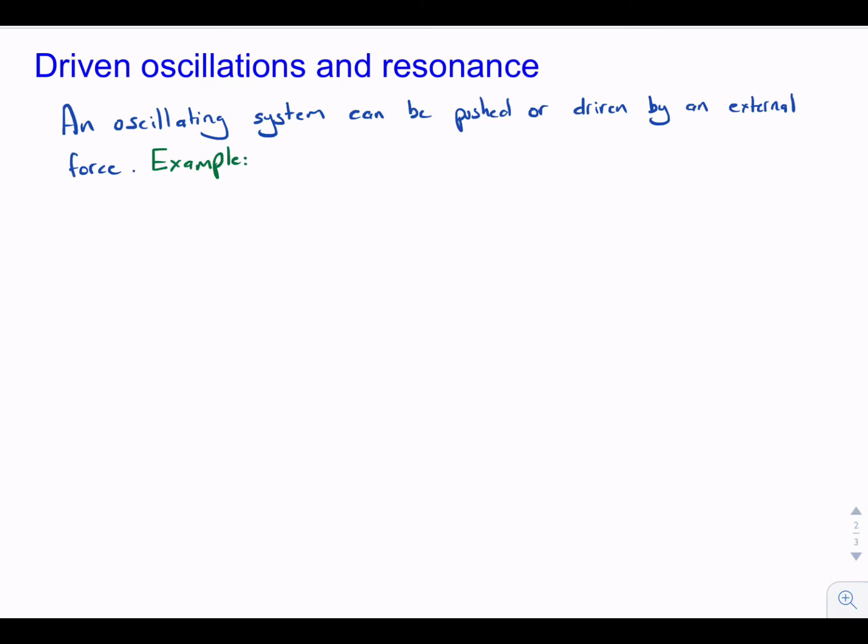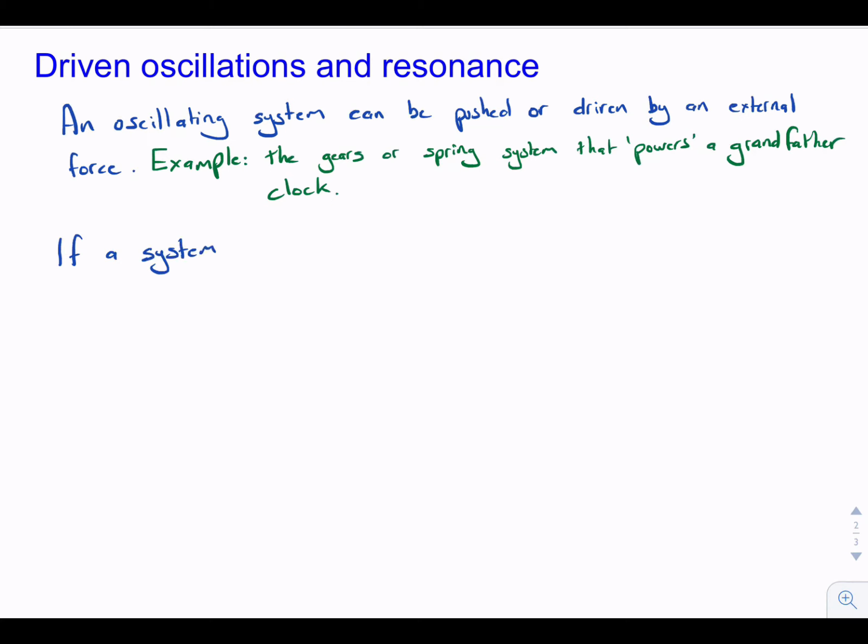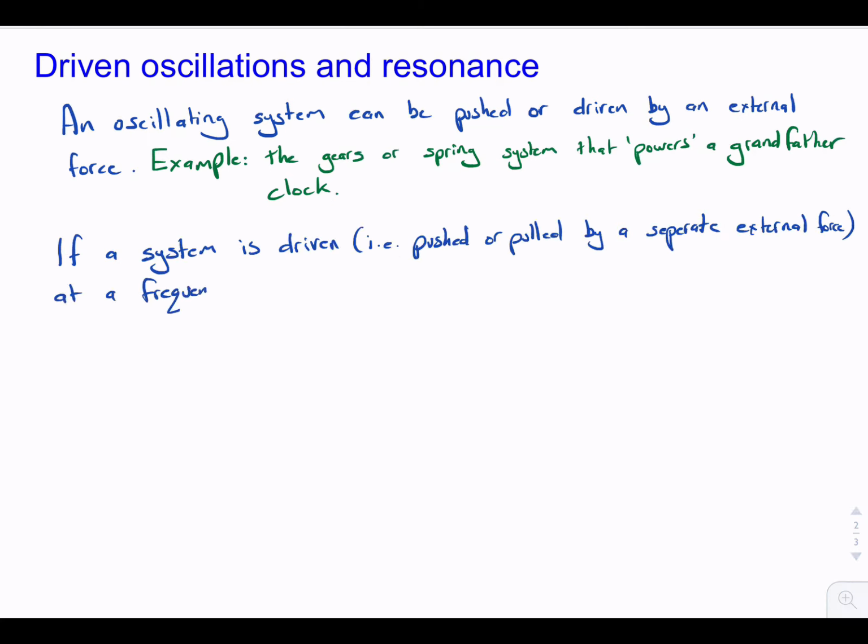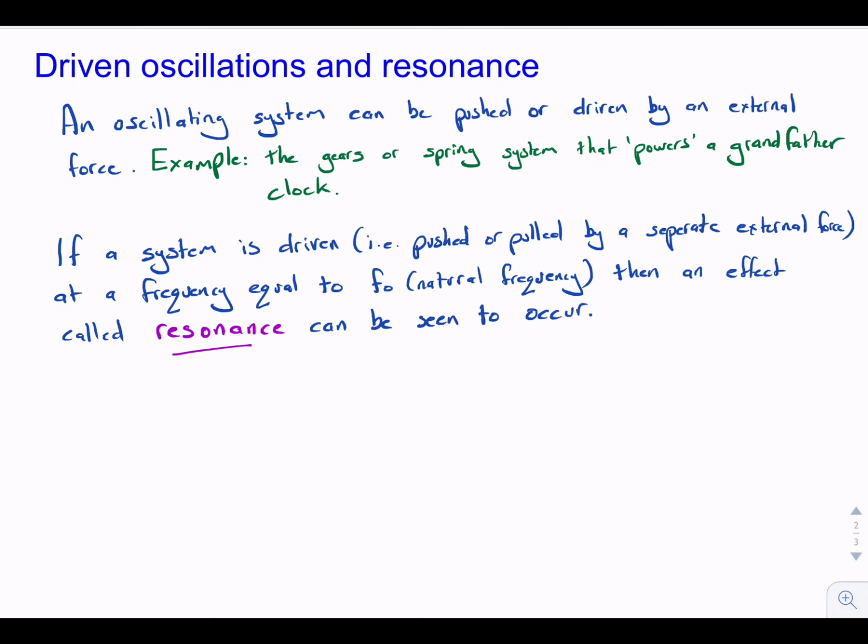So an oscillating system doesn't have to be left alone. Of course, we can interfere with the oscillating system and we can drive it. An oscillating system can be pushed or driven by an external force. An example of this is the gears or the spring system that powers a grandfather clock. If a system is driven, i.e. it's pushed or pulled by a separate external force, at a frequency equal to f0, the natural frequency, then an effect called resonance can be seen to occur.